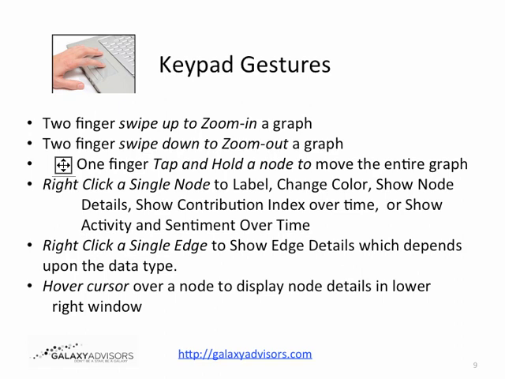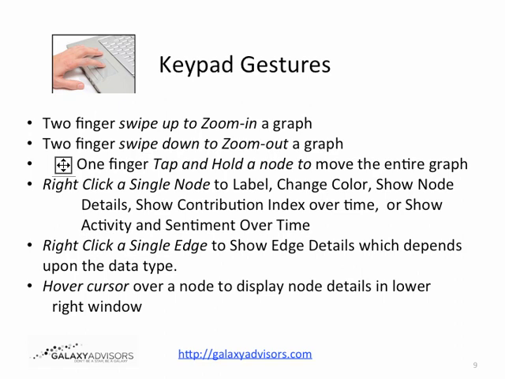Keypad gestures are another great way to navigate around your visualization with ease and speed. The two-finger swipe up zooms in on a graph, the two-finger swipe down zooms out on a graph. Picking the rectangle with the cross arrows inside, a one-finger tap and hold of a node moves the entire graph. You can right click on a single node to label it, change its color, show node details, show a contribution index over time, or show activity and sentiment over time if you're using a dynamic visualization. You can right click on a single edge to show edge details, which again depends upon the data type. And you can hover your cursor over a node to display node details in the lower right window.